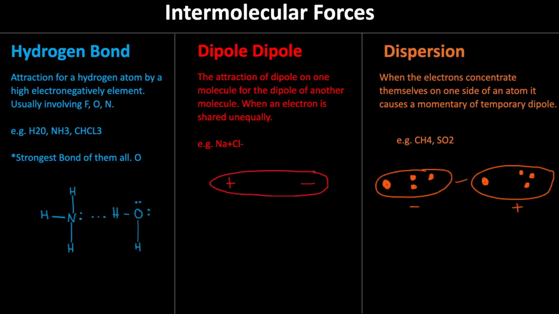And this happens when the electrons are shared unequally. Now, dispersion, these are when electrons concentrate themselves on one side of an atom and cause a momentary temporary dipole.